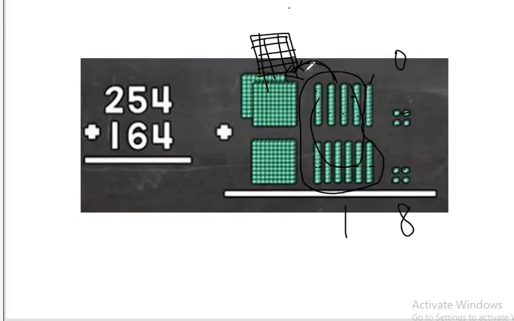So now we will check in the hundreds place. How many hundreds are there? 1, 2, 3, 4. This is how you get the answer 418. So when you just look at the numbers, we add in the ones place. So 4 plus 4 becomes 8 and 6 plus 5 becomes 11. So that 1 you write here, and the next one you give to the hundreds place, as I gave this hundreds block. So then in the hundreds place, it becomes 2, 3, 4. So like that, you get 418.